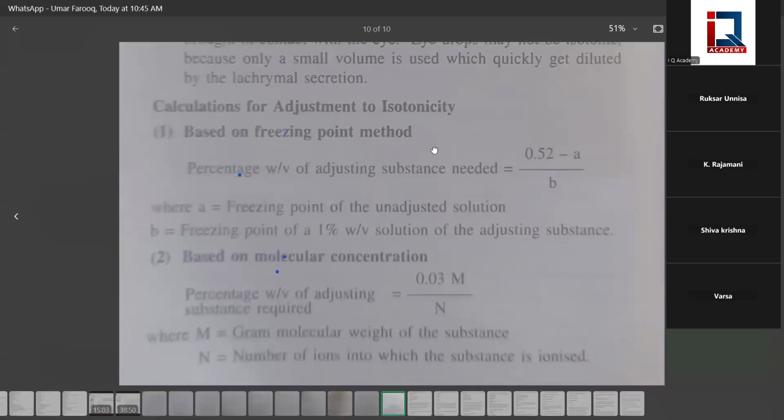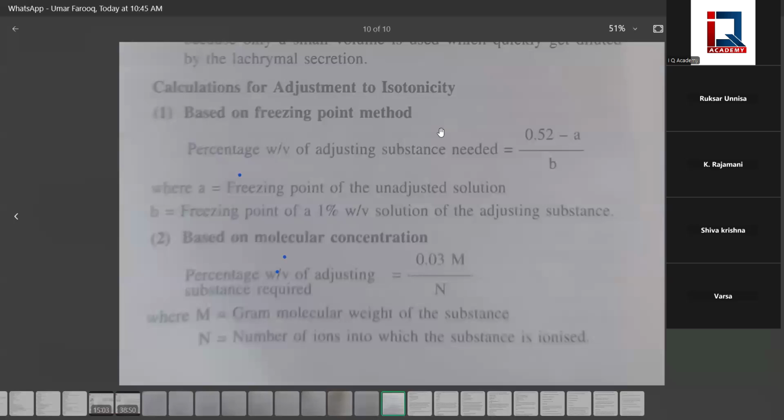Next, very important is dose adjustment using two methods in isotonicity. Please note it down. First method is the freeze point adjustment method. Very important. In the freeze point adjustment method, we are taking this formula: W = (0.52 minus A) by B. Here A is the freezing point of the unadjusted solution, that is the solution to be adjusted, our sample, and B is the freezing point of a 1% weight by volume solution of the adjusting substance. The substance which we are adding to adjust the formulation is B. These freezing points will be given in the question, and depending on them, using this formula, we are going to solve the problem, right?